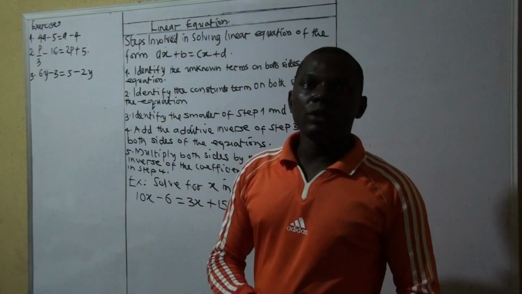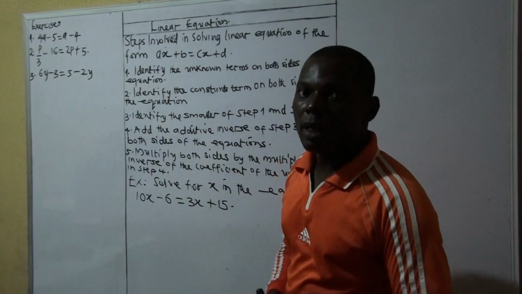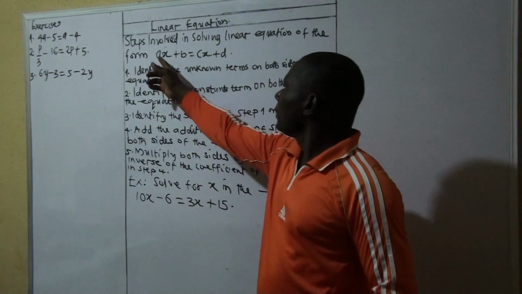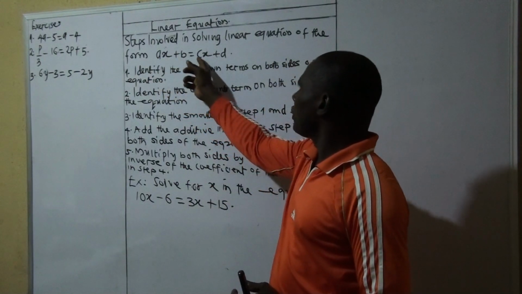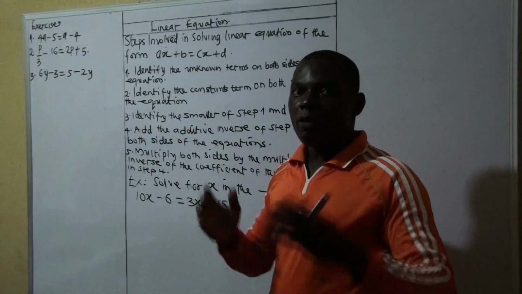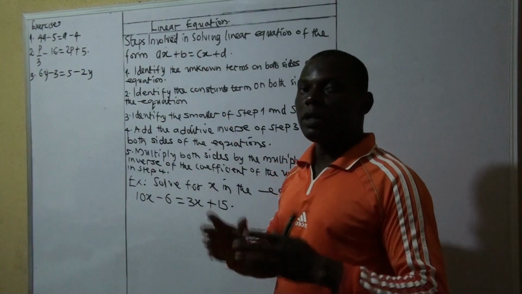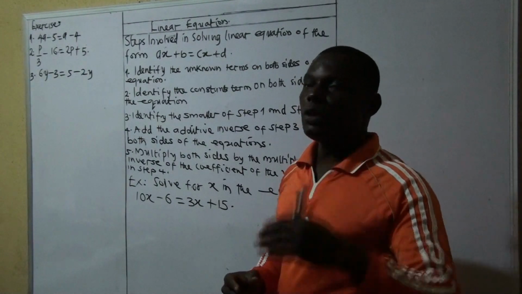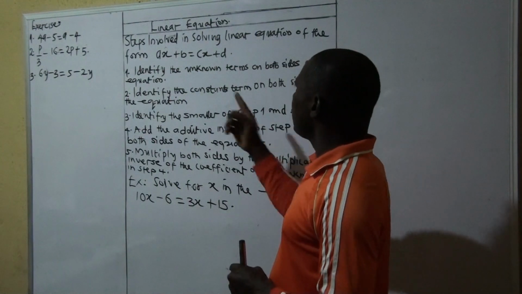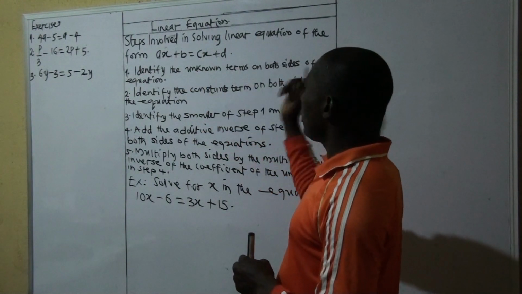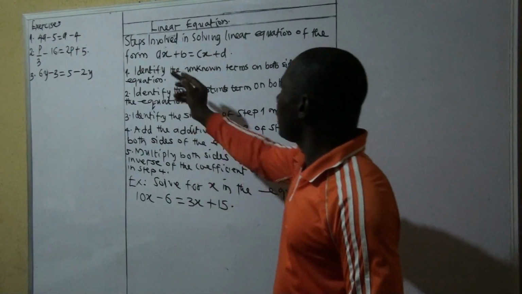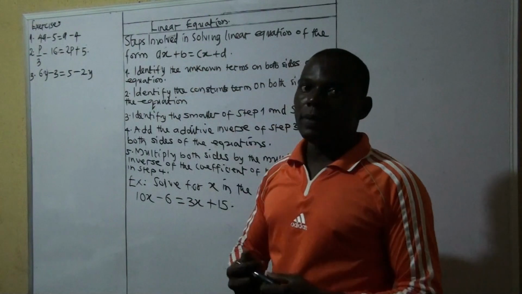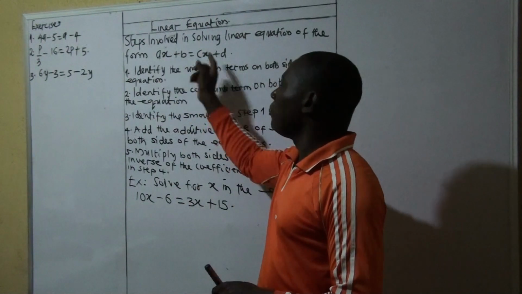We're going to look at linear equations. We're going to look at some steps on how to resolve a linear equation of the form ax plus b is equal to cx plus d. How do we resolve this kind of linear equation without difficulty? The first thing you have to do is to identify the unknown terms on both sides of the equation. The unknown terms are the terms containing x, ax and cx. So that's the first thing you have to identify on both sides.